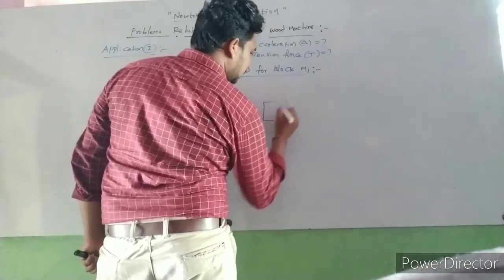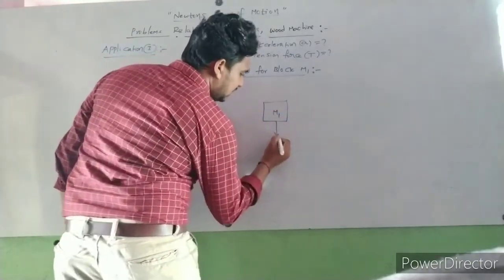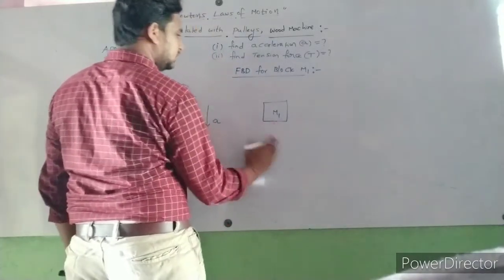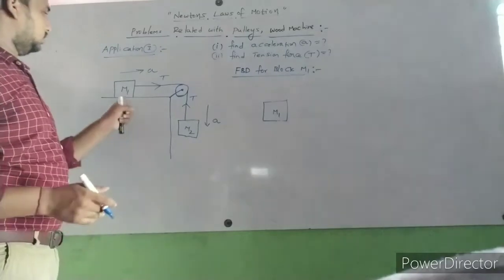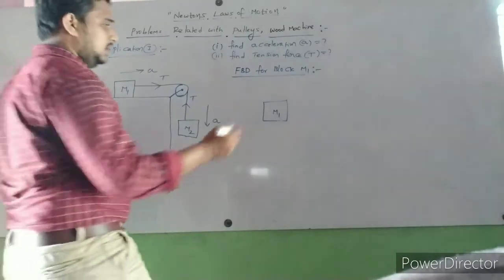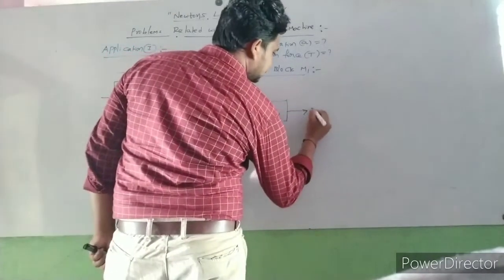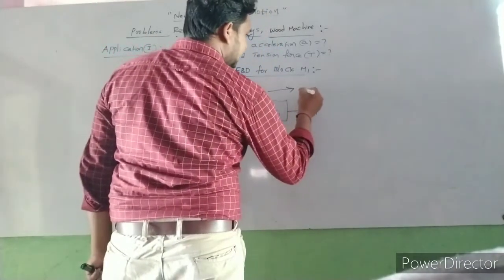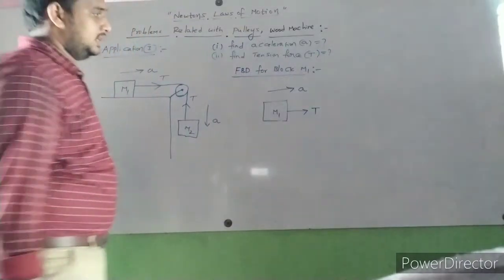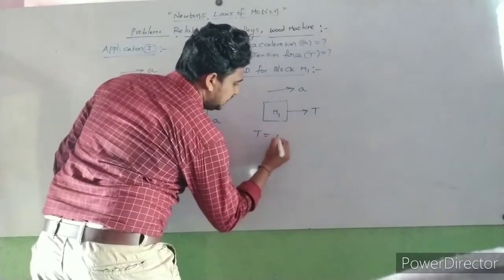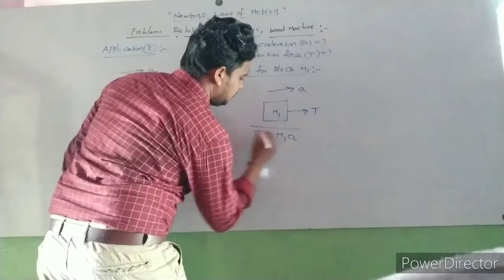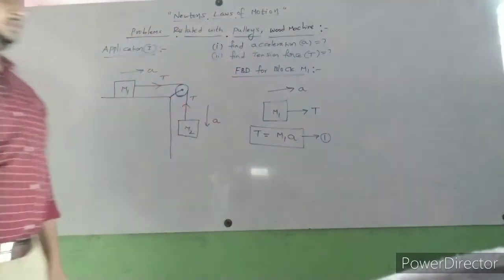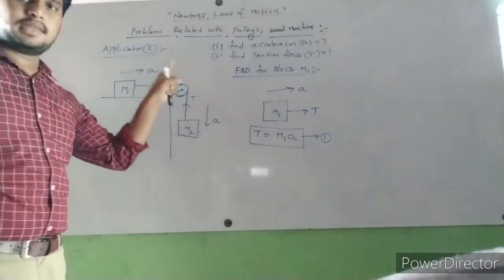So this is block M1. Observe carefully what forces are acting on this. One is a tension force, acting like this, and acceleration is acting like this. So the tension force T is equal to M1 into A. Tension force T is equal to M1 into A. This is equation 1, the FBD for block M1.